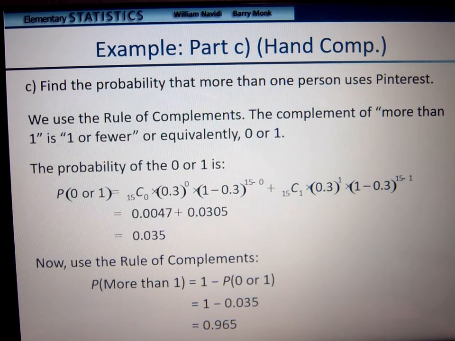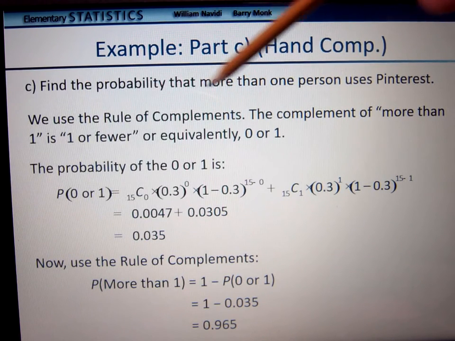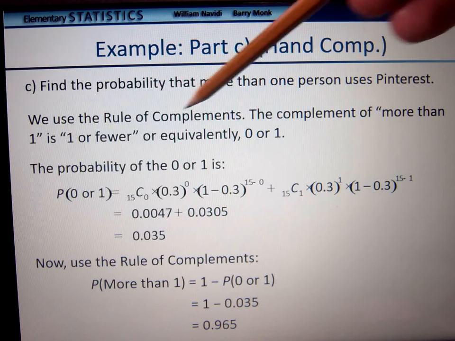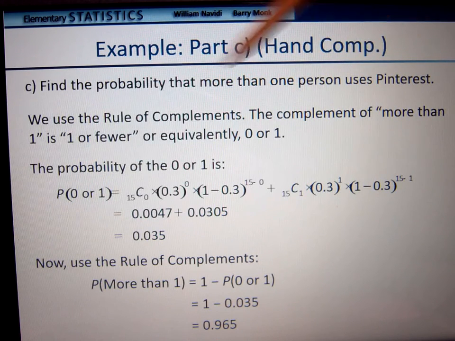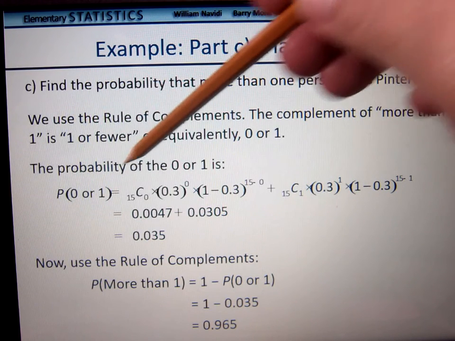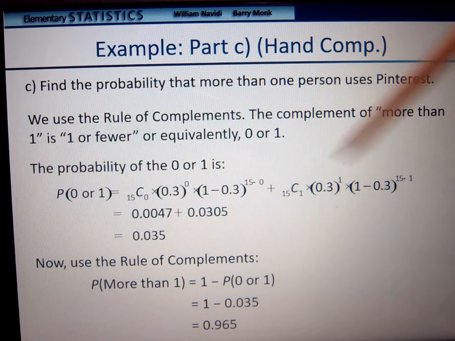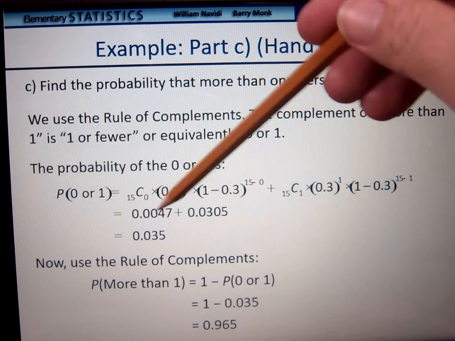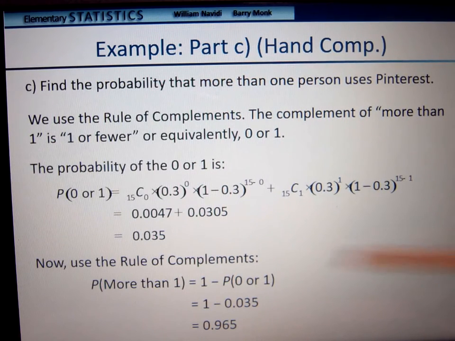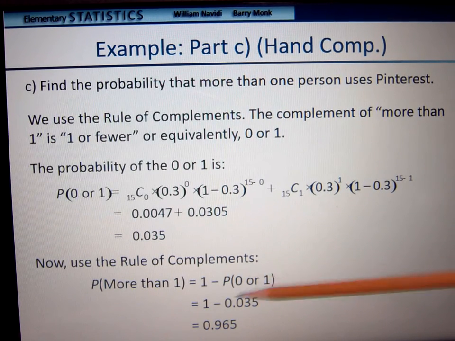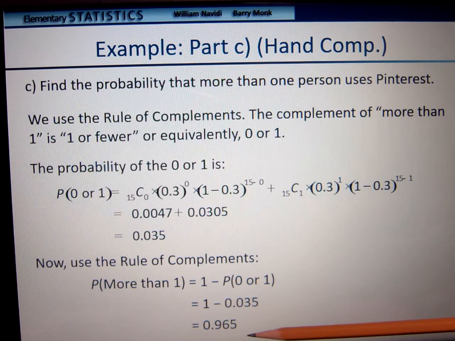Okay, so we're going to use the rule of complements. More than 1 is the complement of 1 or fewer, or 0 or 1. So we find the probabilities for 0 and for 1 separately. We add them together, and then we use the rule of complements. Take 1 minus that, and we'll get the probability of 0.965.